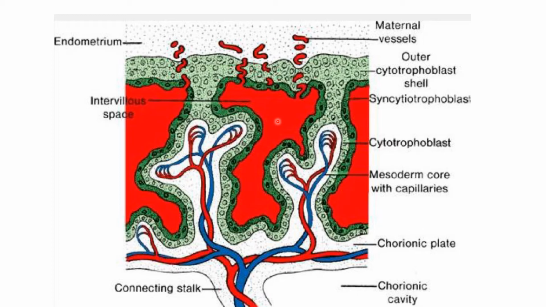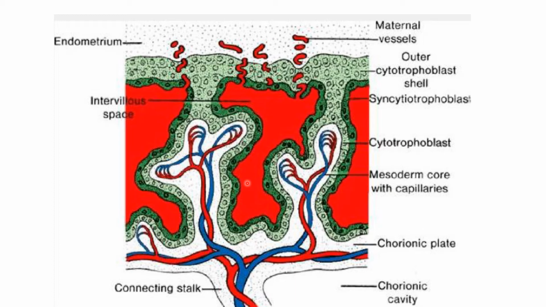The villi in the intervillous space that bathe in the maternal blood are called the floating villi. So within this intervillous space, this villus is bathing, and the name given is floating villi. The structural components of the chorionic villi differ at different stages of development, so there are three types.